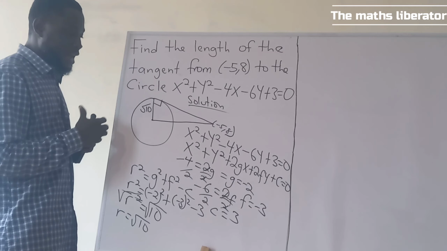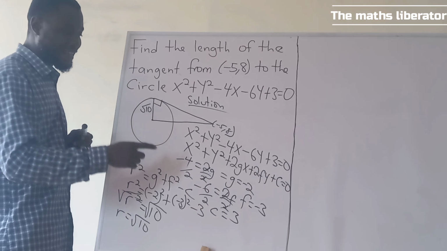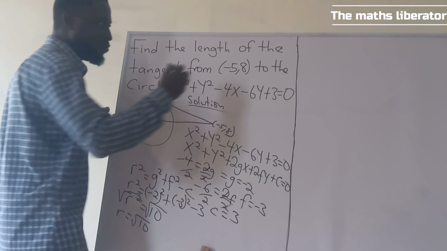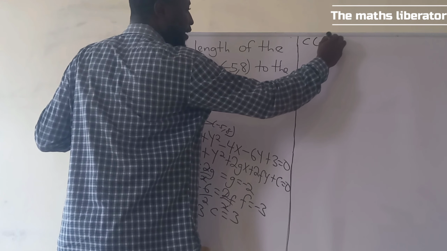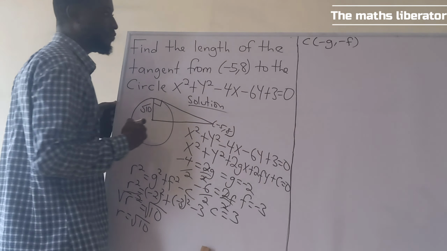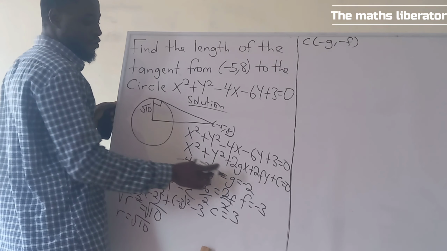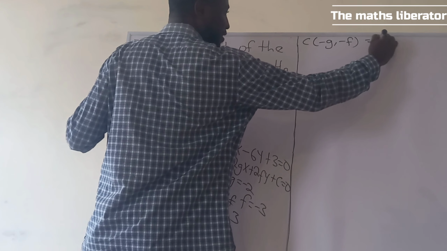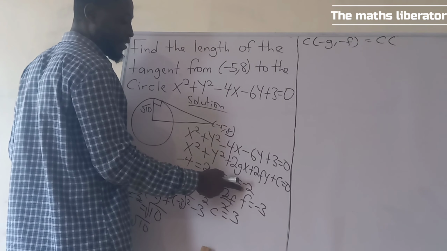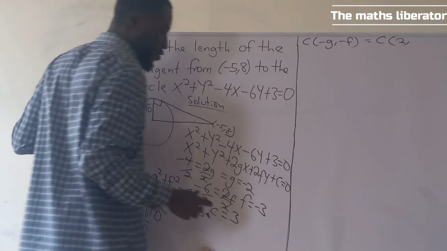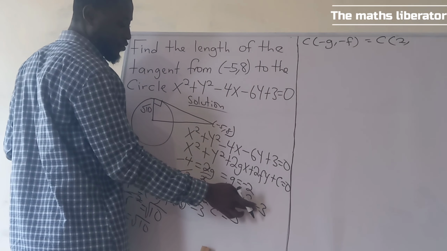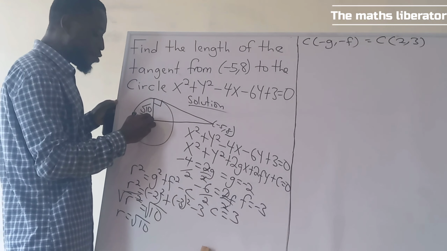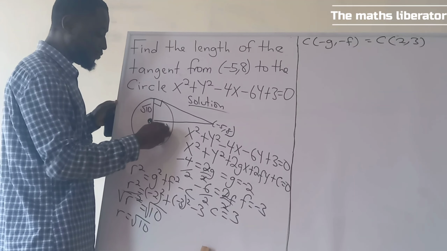Good. Now we don't know our center, so let's get the center also from the equation of the circle. We know the center is in the form (negative g, negative f). Meaning, whatever value you get for g, you have to negate it. When you negate negative 2, it becomes positive 2. You negate f, and it becomes positive 3. So the coordinates of our center are (2, 3).